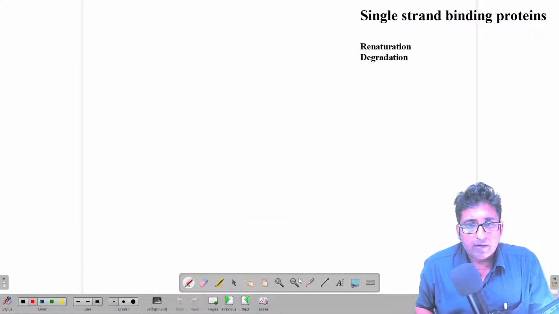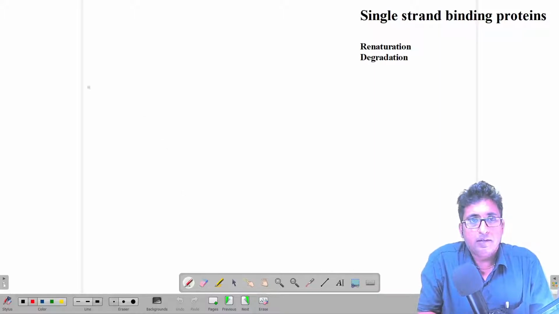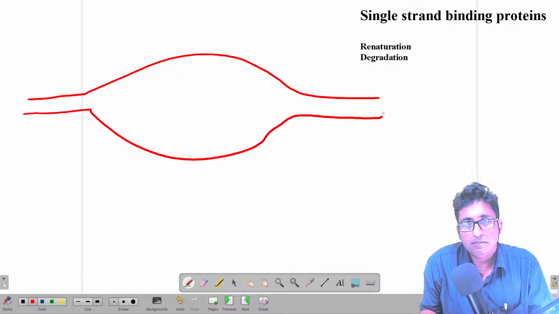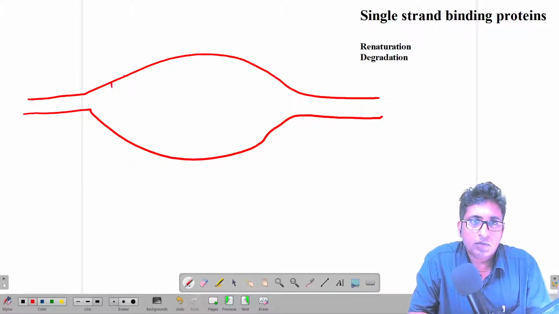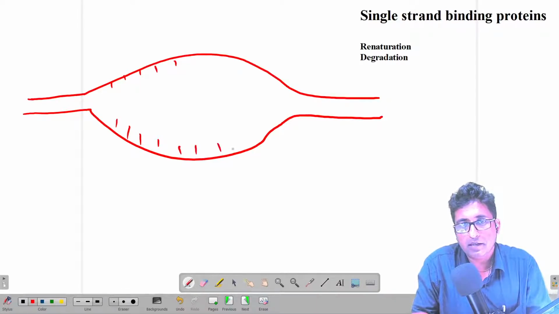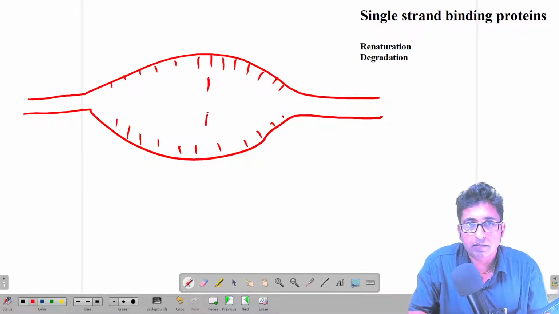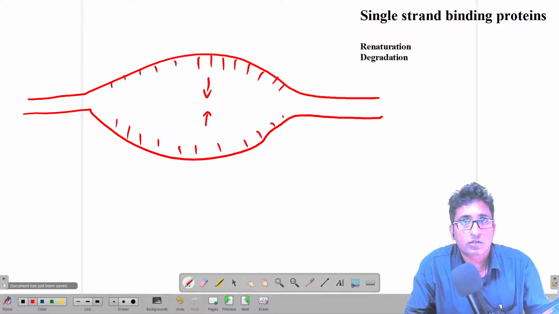Then say we made the DNA and assume that Helicase has consumed a lot of energy and opened up the DNA. What would happen then? These are complementary strands. So the most likely thing that can happen spontaneously is that these two strands could come together again, and then renaturation could occur.